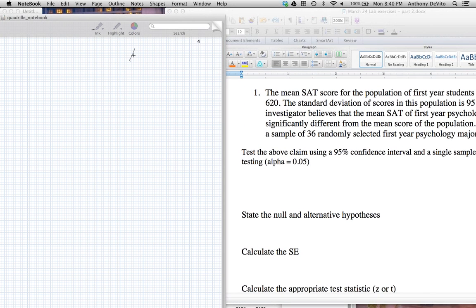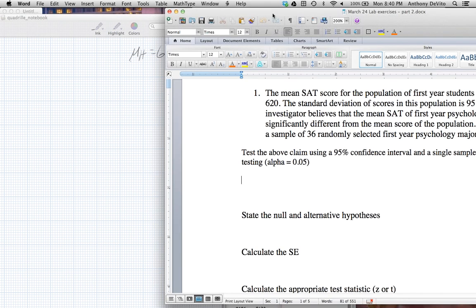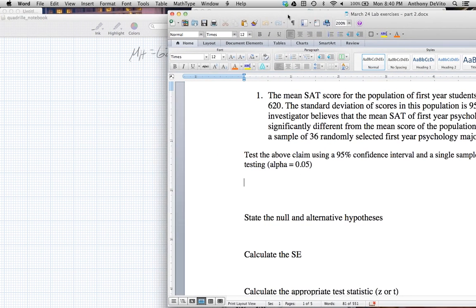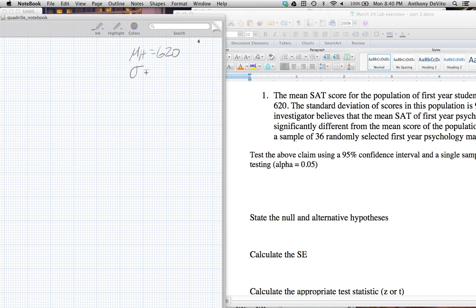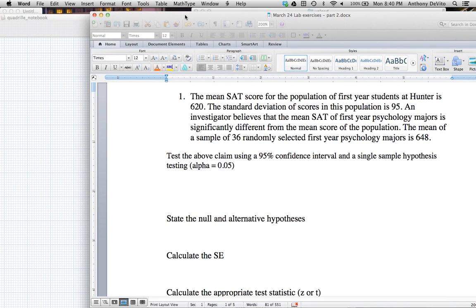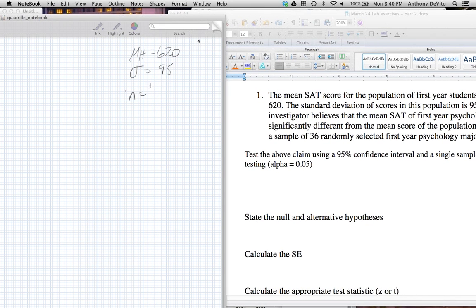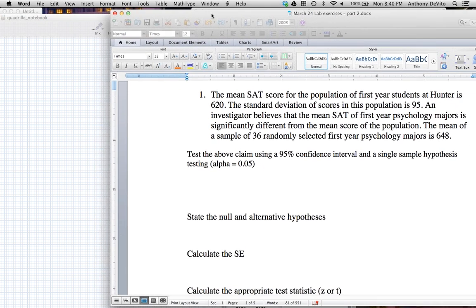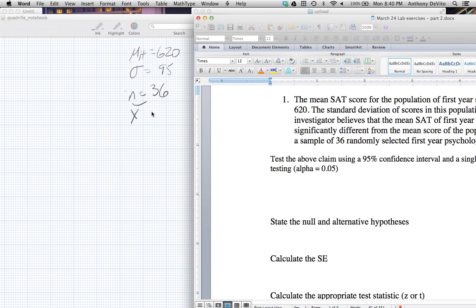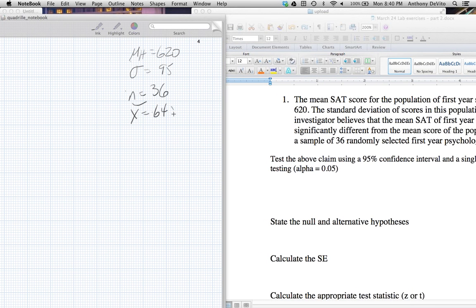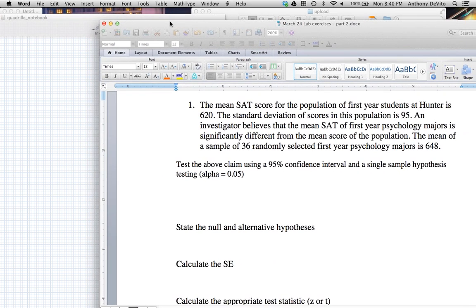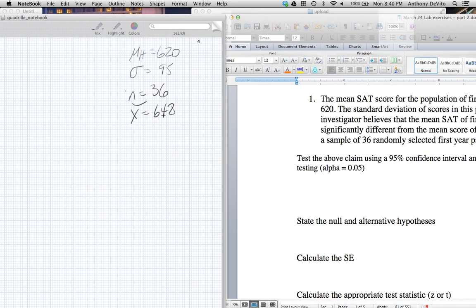Okay, the mean for 100 students is equal to 620. Standard deviation for the population is 95. Sigma equals 95. And the sample size is 36. And X bar for that sample is 648.